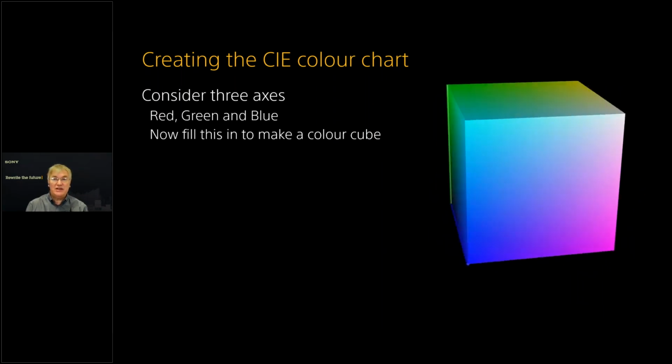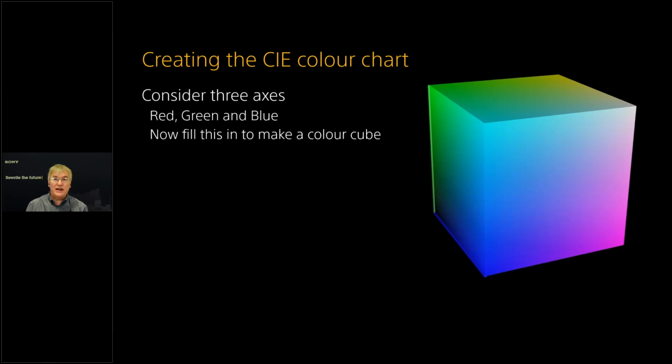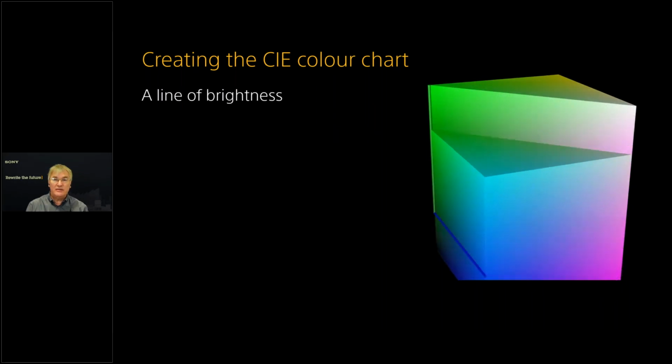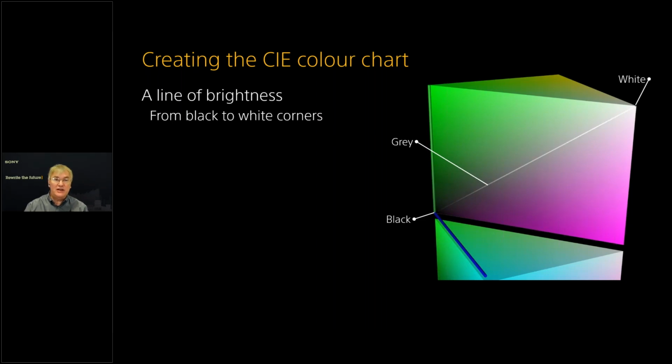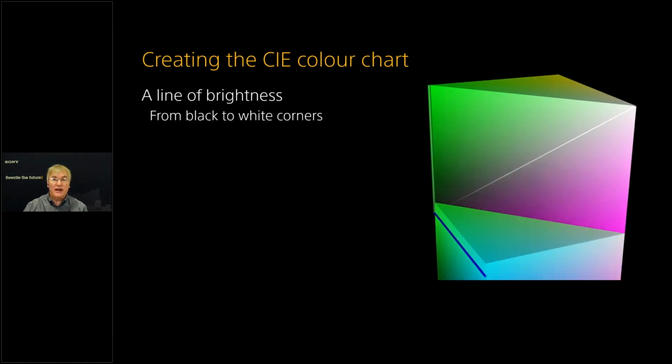Now what I'm going to do is to slice this cube right down the center. And what that reveals is a line that goes all the way from the black corner all the way up to the white corner at the top. Now that's a line of brightness only, and this is where it gets interesting from a dynamic range point of view. This line is representing brightness only, from the darkest areas to the brightest areas. So let's close the cube up again.